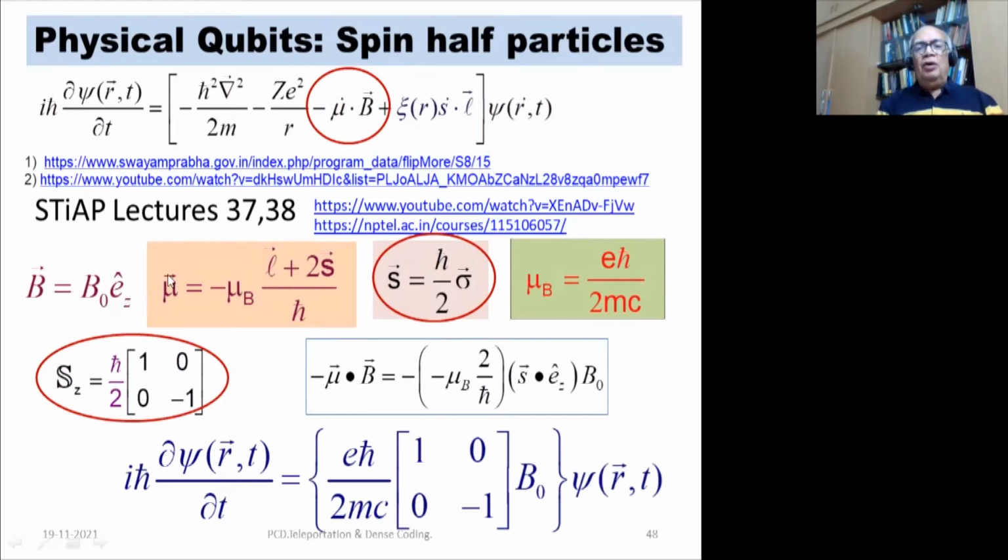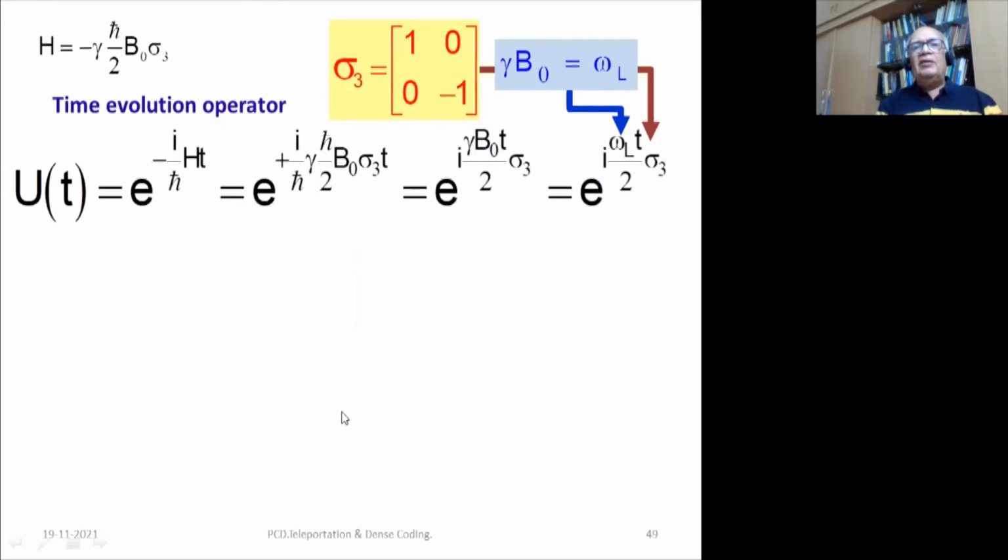So now in your Schrödinger equation, really, our focus is on this term alone. So let us look at this. I put the sigma Z operator over here. And with this, we can see that the time evolution operator, e to the minus i over ħ Ht, becomes this. And it is a matter of simple substitution to figure out that there is this Larmor frequency which will determine the rate at which the system will evolve.